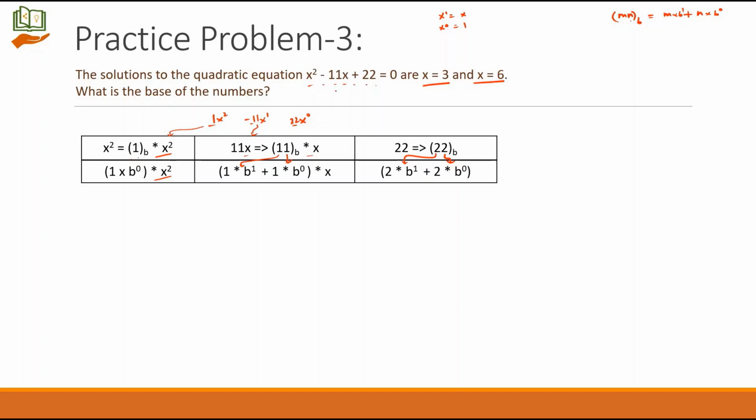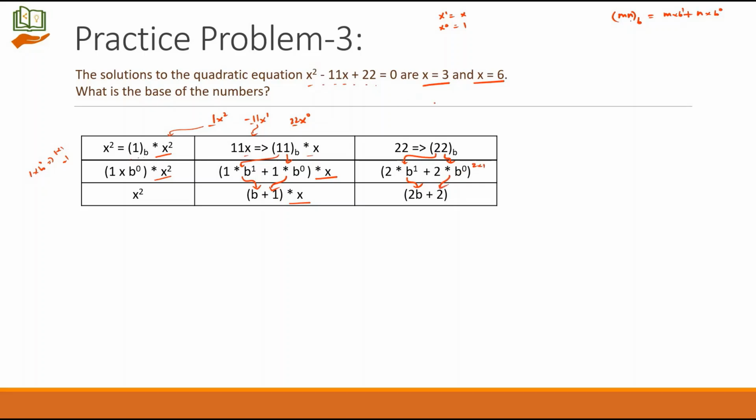We have to work only with the coefficients of x degree. 1 into b power 0 is equal to 1 into 1 which is equal to 1. So we can retain the x square as it is. What is 1 into b power 1? It is b. 1 into b power 0 is again 1 into 1 which is equal to 1. This will be b plus 1 into the x will be retained as it is. 2 into b power 1 is 2b. 2 into b power 0 is 2 into 1 which is equal to 2.